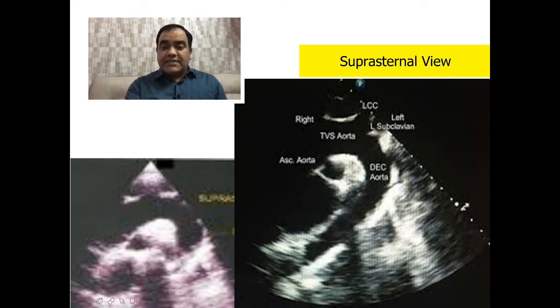As we can see, this is an echocardiographic picture in a suprasternal view, in which we can clearly visualize the ascending aorta, the arch of the aorta, and the descending aorta.